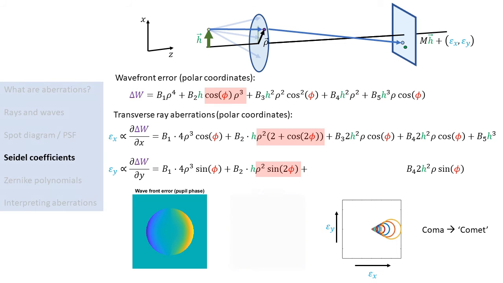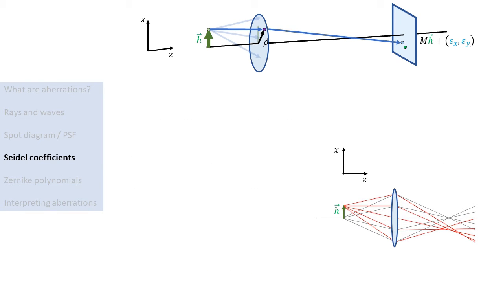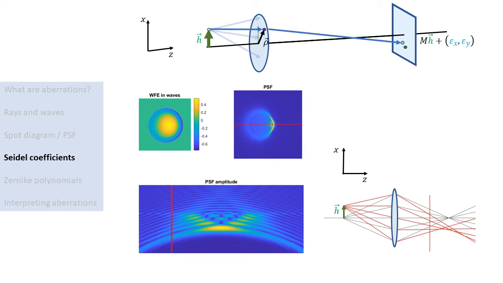When we plot the point spread function, we can clearly see the resemblance with the ray spot diagram. We can also look at the side view of how light rays propagate when coma aberration is present. We can compare the ray model to the wave model. To calculate what the point spread function looks like in different planes, we add quadratic wavefront errors to the coma wavefront error. Also here we see a clear resemblance between the ray model and the wave model.